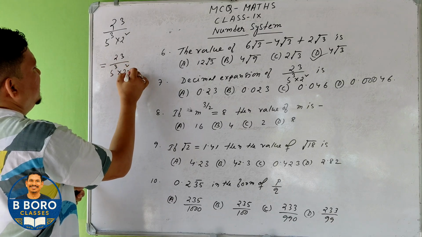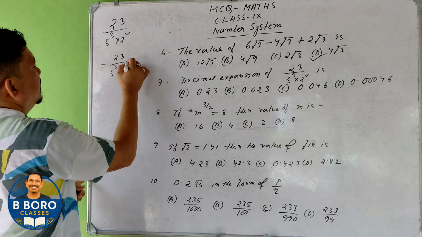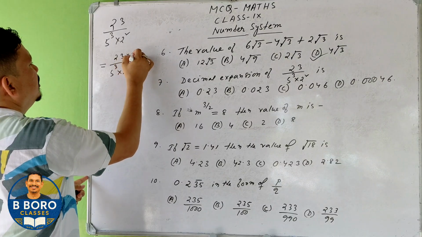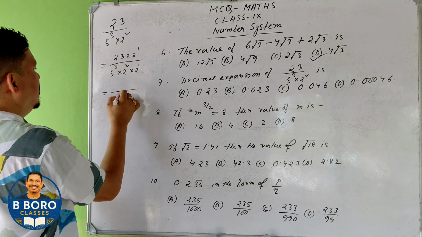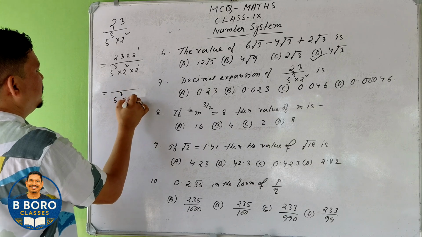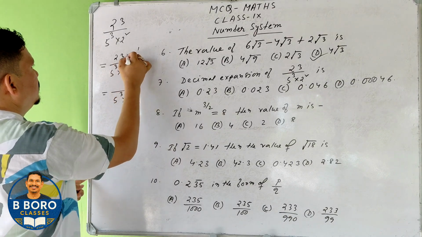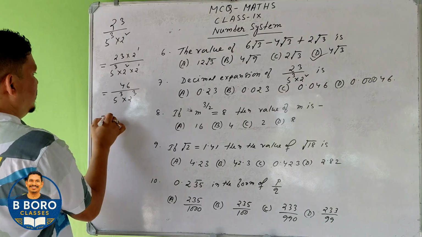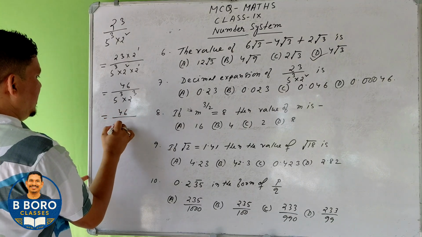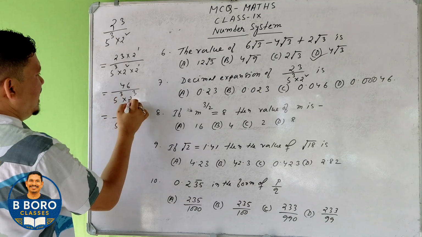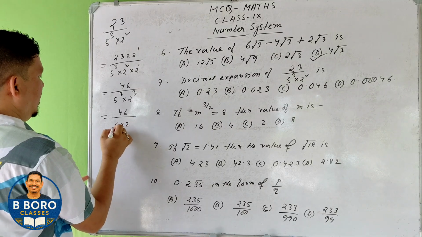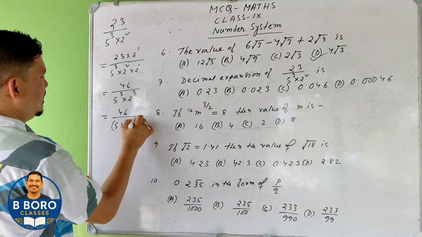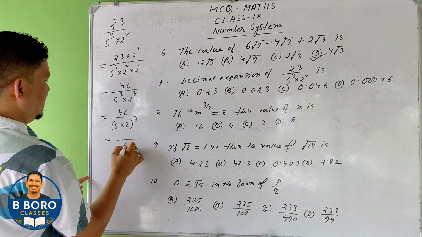To make it 3, we have to multiply the denominator by 2 to the power 1, and the numerator also by 2 to the power 1, which means 2. So now, using the law of exponents, 5 to the power 3, 2 to the power 3. So 23 times 2 is 46, and 2 to the power 2 times 2 is 2 cube. Now, by the law of exponents, a to the power m into b to the power m can be written as a into b whole to the power m. So ultimately 5 times 2 is 10.